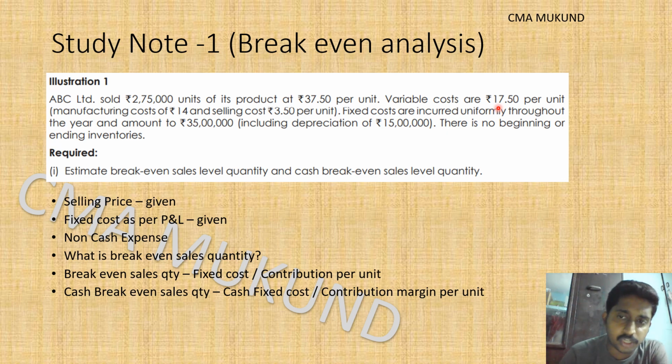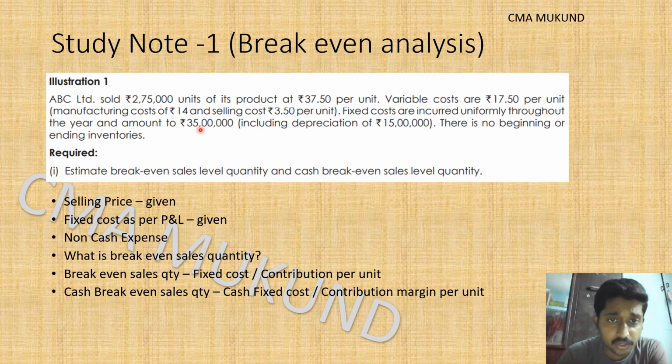So per unit contribution is 20 rupees. And when we divide the fixed cost, because we have to recover this fixed cost by selling our product, so 35 lakhs divided by contribution per unit. If we sell one unit, we are getting a contribution of 20 rupees. So how many units do we have to sell to get a contribution of 35 lakhs?